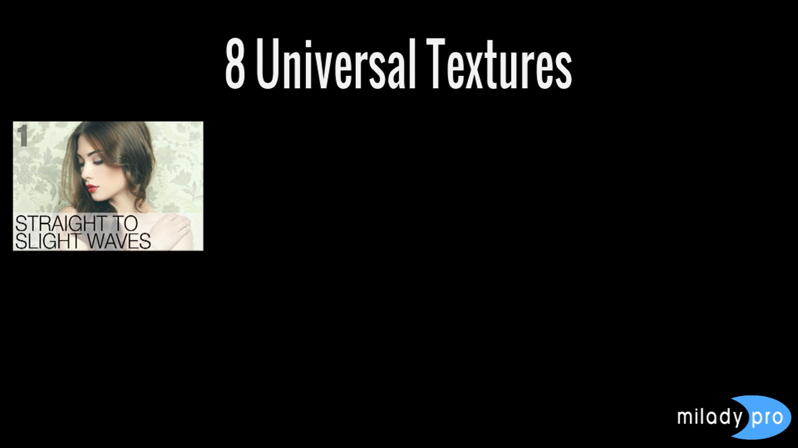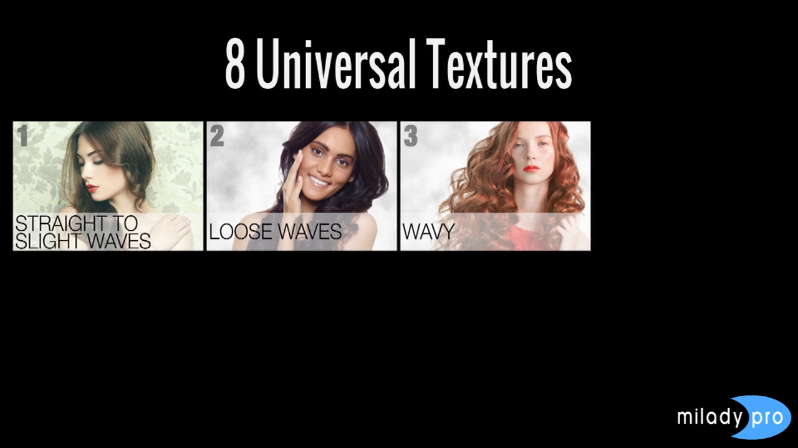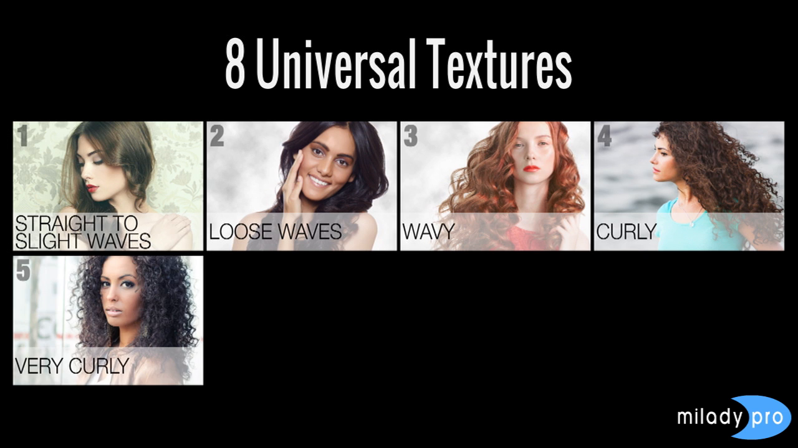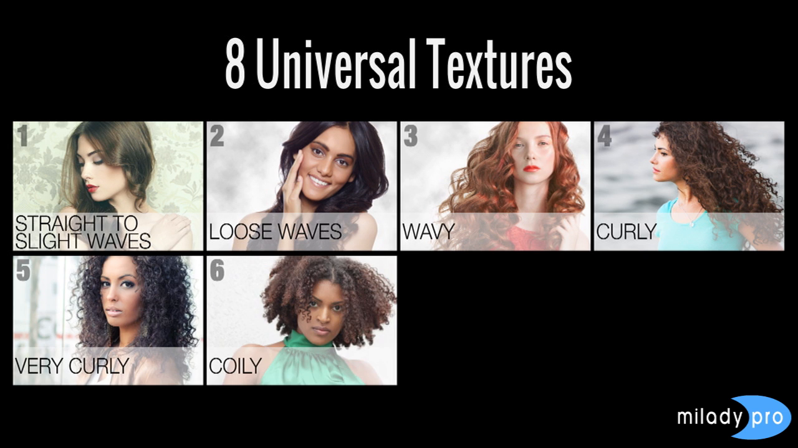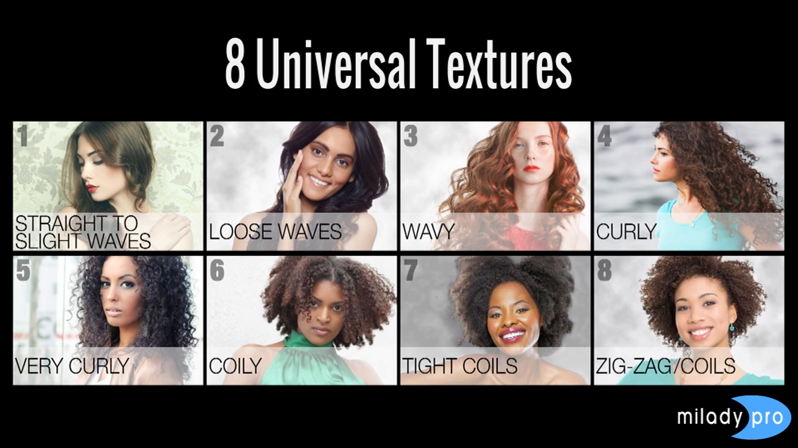The 8 universal textures really range from a little straight with loose waves all the way to highly textured hair, which is coily hair and zigzag curls. If you just know the universal textures, it takes all the fear out of how you're going to approach the cut. Once you know the texture, you know how to proceed, whether wet or dry. And this takes away all the fears, because if you're a master cutter, you love cutting.